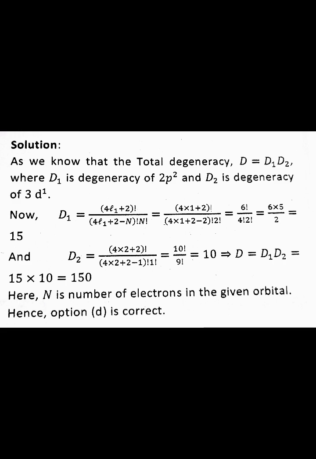Therefore, D is equal to D1 into D2, and this is equal to 15 into 10, and this is equal to 150. So the answer is option D.